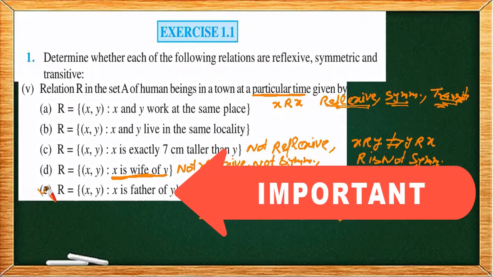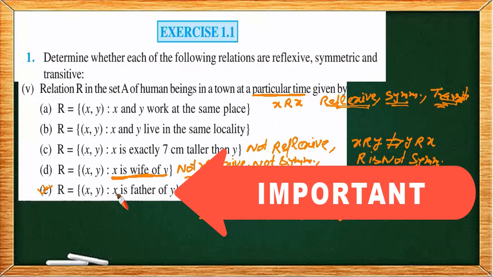Now E part, X is father of Y. So X cannot be father of himself. So X is not related to itself. So this relation is also not reflexive, you can say. And if ordered pair XY belongs to R, then YX will not be in R, because if X is father of Y, then Y can't be father of X. So this relation is not symmetric.